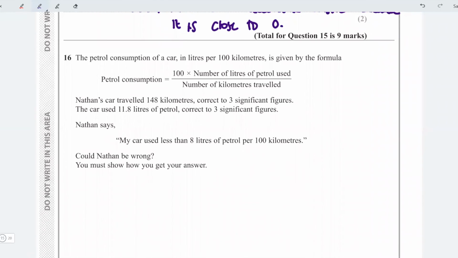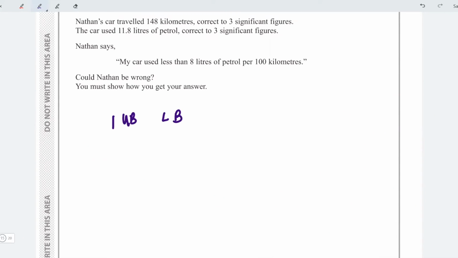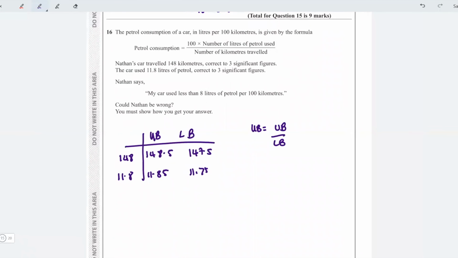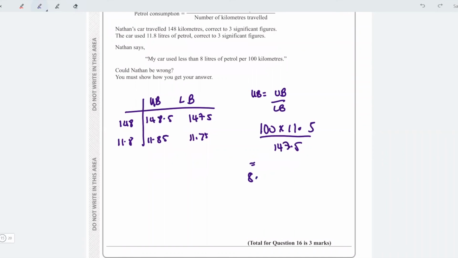Right. Okay, so to know that, we're going to have to work out upper bound and lower bound to see the difference between them. So we've got 148 and we've got 11.8. That's 148.5, 147.5, 11.85 and 11.75. Okay. Right, upper bound is always upper bound divided by the lower bound. And let's have a look at the formula. Okay, the litres of petrol is 11.85, isn't it? Divided by 147.5. Tap that into my calculator and I end up with 8.033898305.